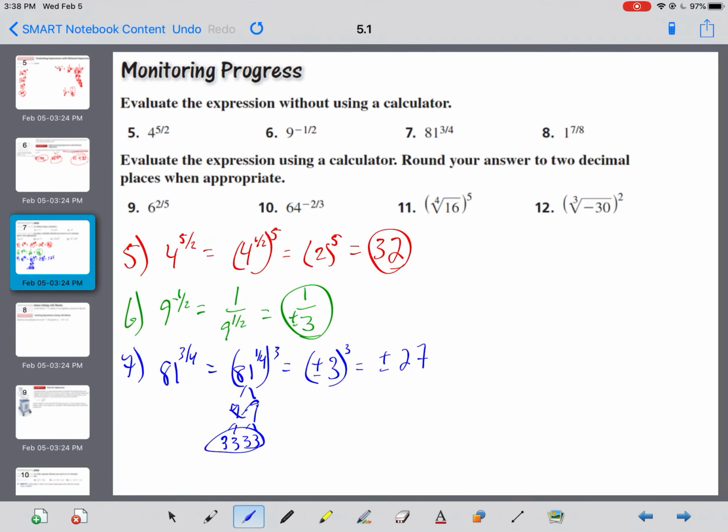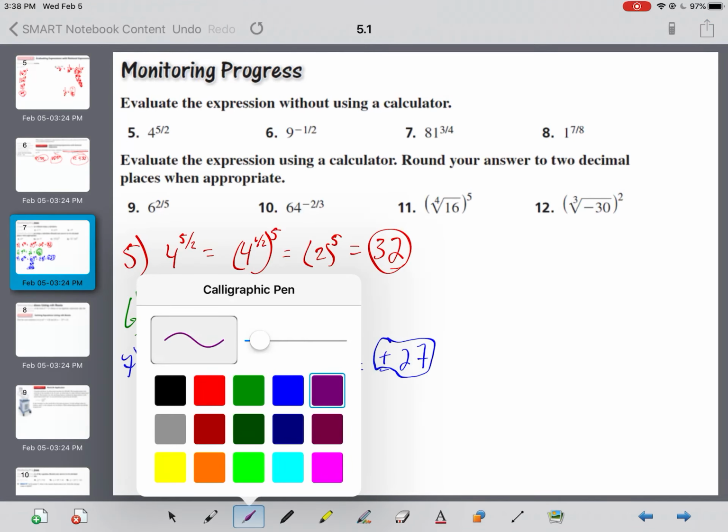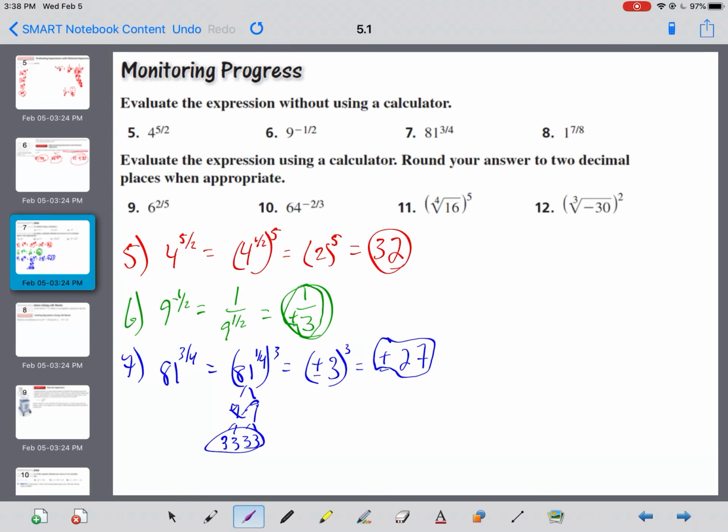Usually when you're doing it in these things, when you're just expressing what the answer is, you're just simplifying, you don't normally worry about the plus or minus on the even roots. But when you're solving, you got to make sure you plus or minus. So it's probably just 27. Same thing back here with the 1/3. It's probably just positive 1/3. But just to be safe, might as well do them all.